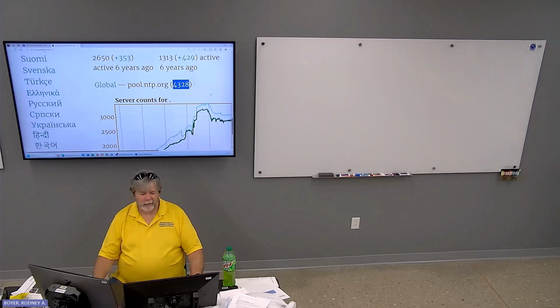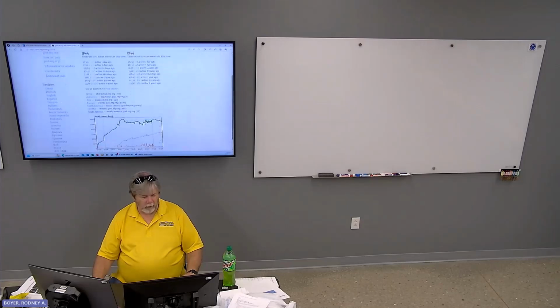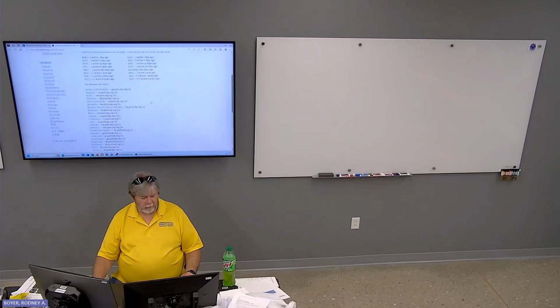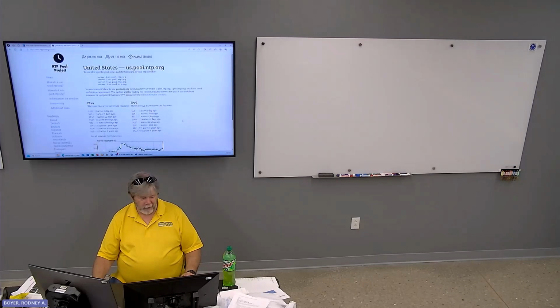pool.ntp.org. There's over 4,300 individual NTP servers around the world. Click on global and then it takes you to the continent level. It says there's over 1,000 down here in North America. You click into that. From here, United States, 903 of them are in the US. Click into that.